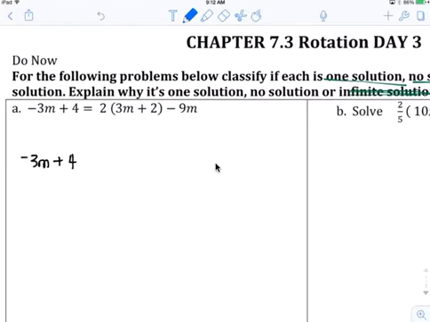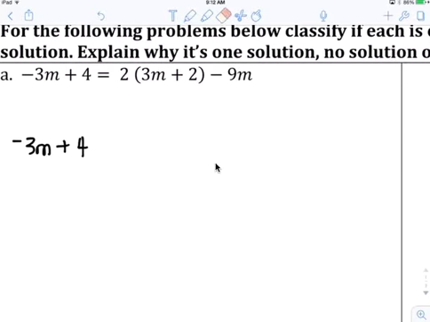Problems will be on tomorrow's quiz, Monday's quiz, anyways. You distribute first, you get 6m plus 4.